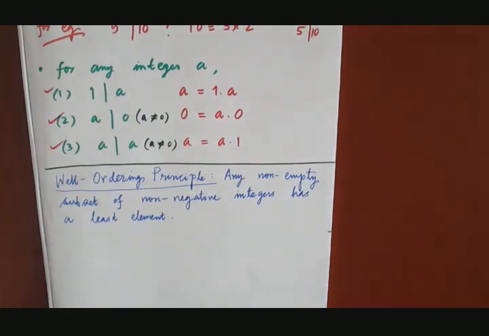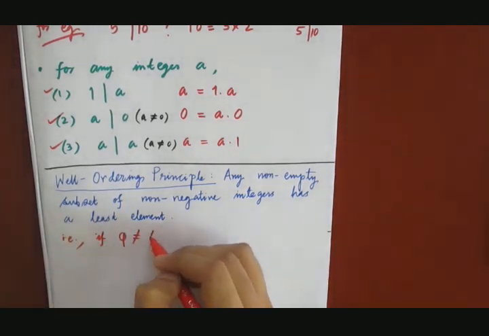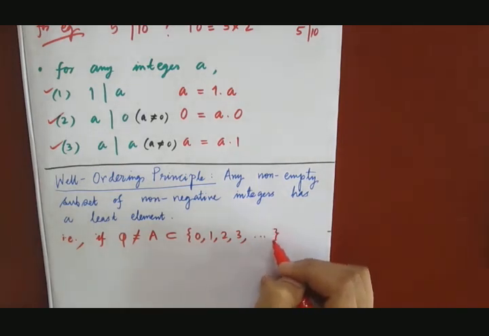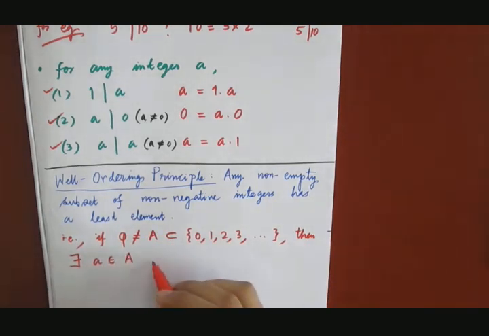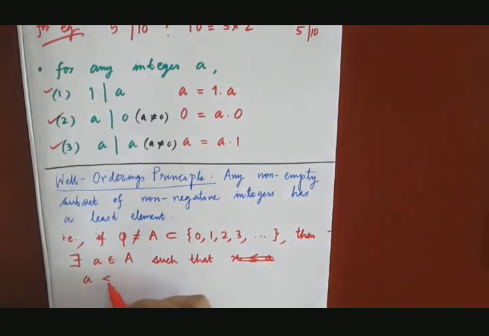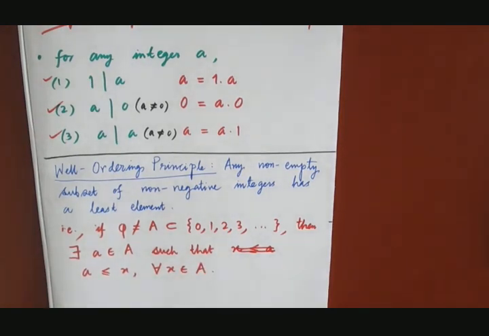Okay, so just go through the statement. What does the statement say? If I have any non-empty subset of non-negative integers, that is, if A is not empty, a subset of this set 0, 1, 2, 3 and so on, then there exists a in A such that x is less than or equal to a is less than or equal to x for all x in A. Okay, so this is your well ordering principle.